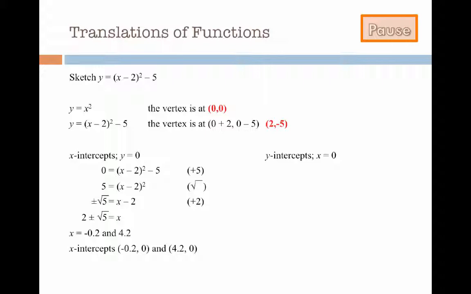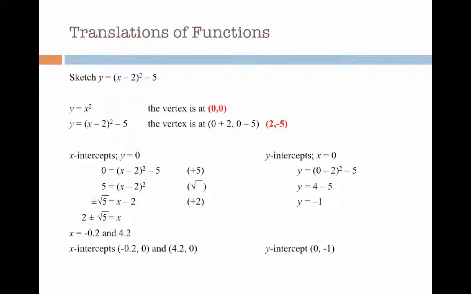Again, pause the video and try and work out what the y-intercept is going to be. Here we go. By letting x equal 0, we get y equals 0 minus 2 all squared, take away 5. That gives us y equals 4 minus 5, which is minus 1, giving us a y-intercept of 0, minus 1.